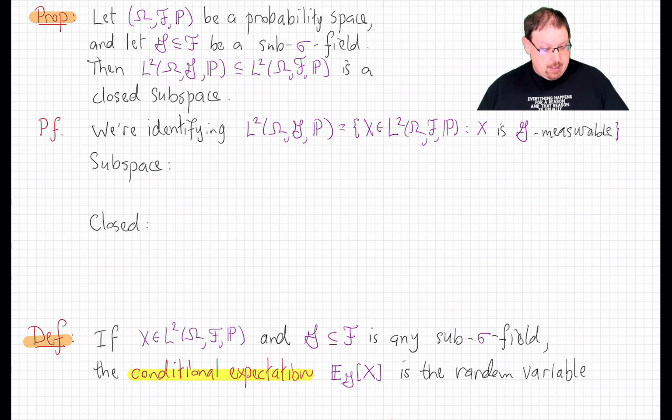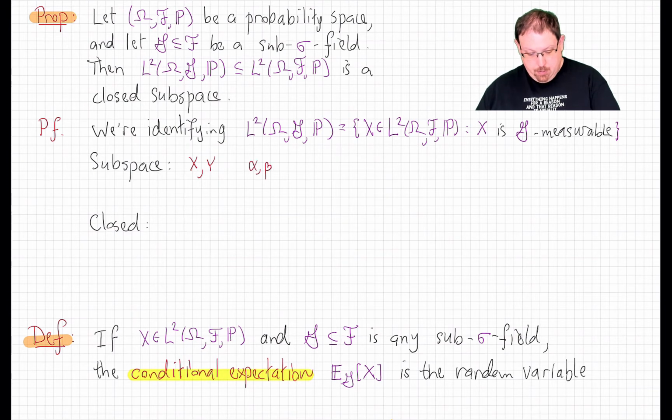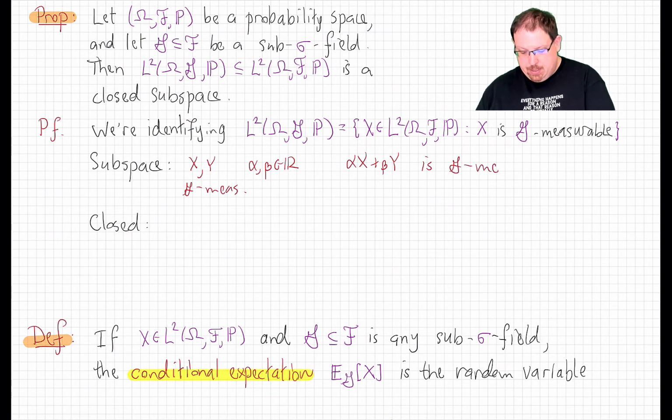So to see that it's a subspace, we just need to check that if I have any two elements, x and y, that are in there, and any two real numbers, alpha and beta, then alpha x plus beta y has to be back in there. Well, if x and y are both G measurable, then of course scalar multiples of them are G measurable, and a sum of G measurable functions is G measurable, and so we at least get closure under the right measurability.